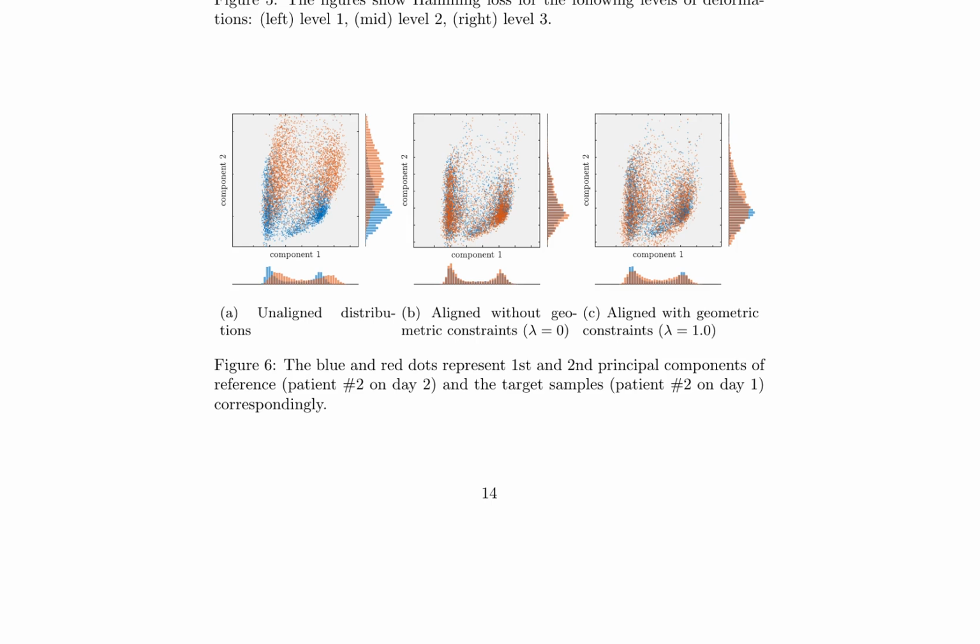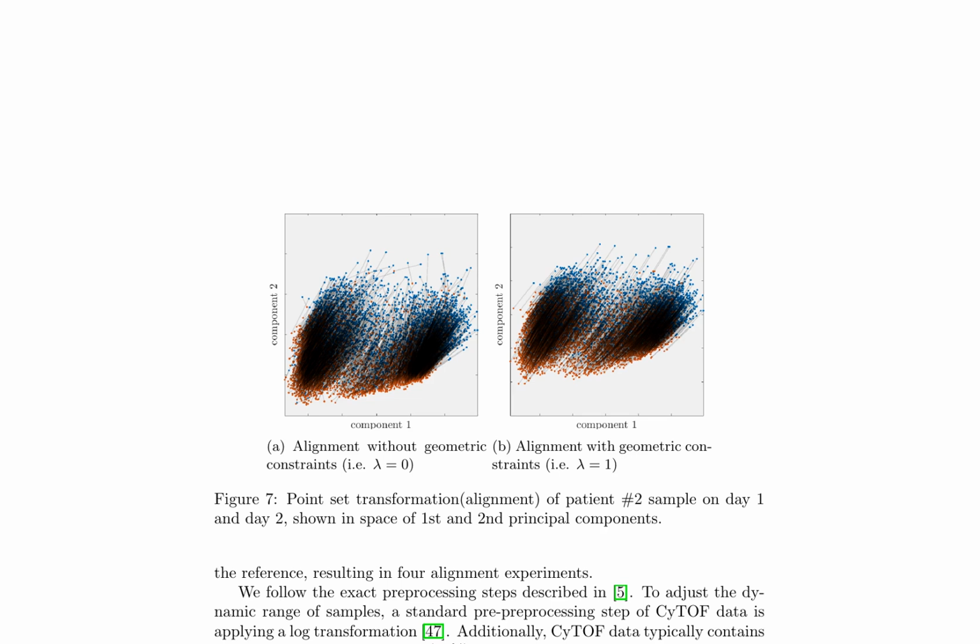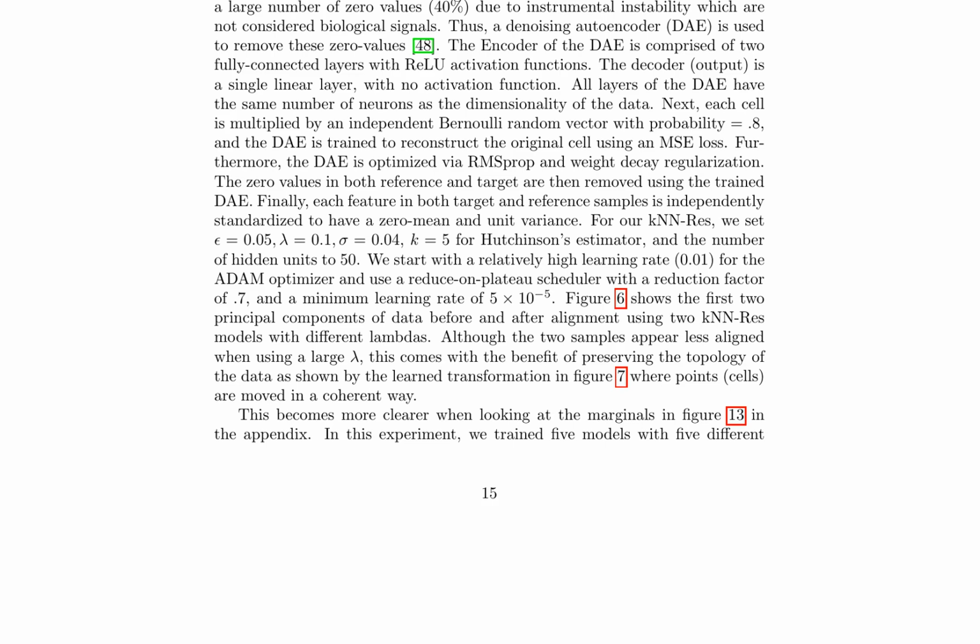The authors present a novel point-set registration method, kNN-Res, for aligning high-dimensional biological data, specifically CYTOF data. The method leverages a denoising autoencoder, DE, to remove zero values and standardize features. The kNN-Res model is trained with a custom loss function, incorporating a geometric constraint term, lambda, to balance alignment and faithfulness to the original distribution. The authors perform 4 alignment experiments with different lambda values, demonstrating that a small lambda favors alignment over faithfulness, while increasing lambda preserves the shape of the original data.